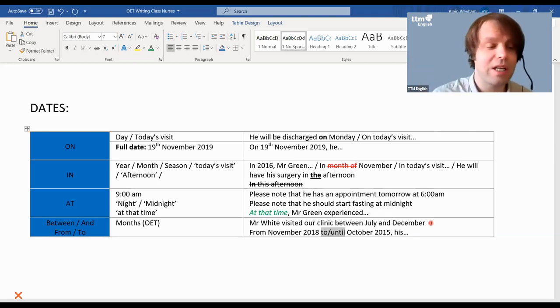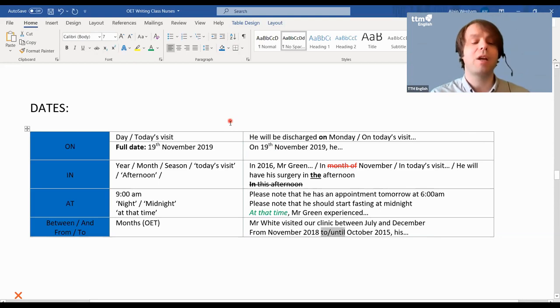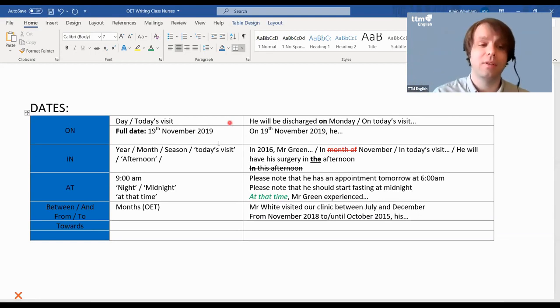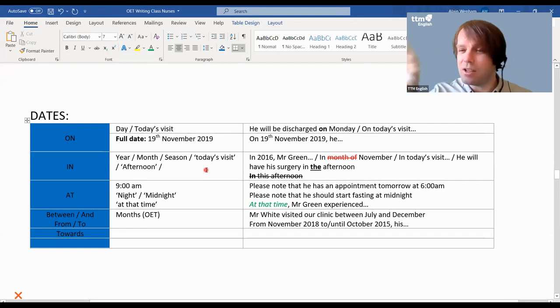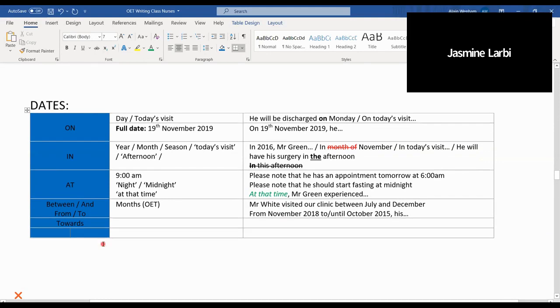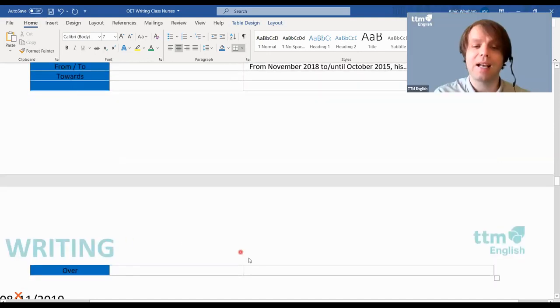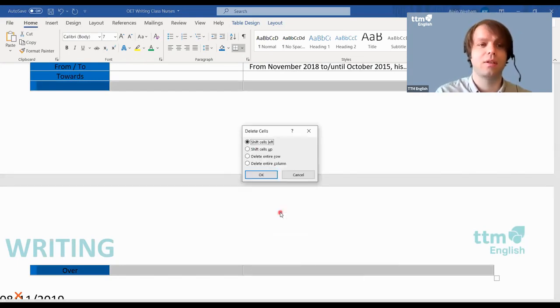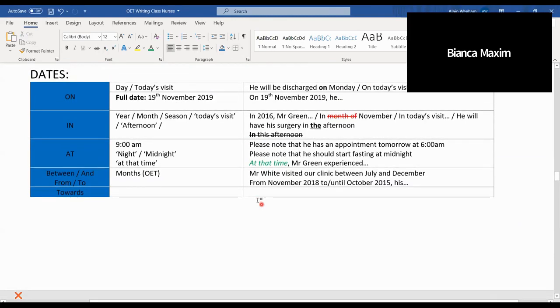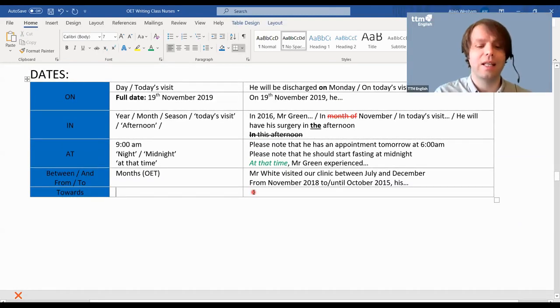Now here's the last one I'm going to teach you today. Imagine you've got a lot of information and you're trying to summarize it. You just want to say it happened kind of like the end of the year. We can say towards. What does that mean exactly? What if I say towards the end of 2019? What does that mean? The last 3 months.